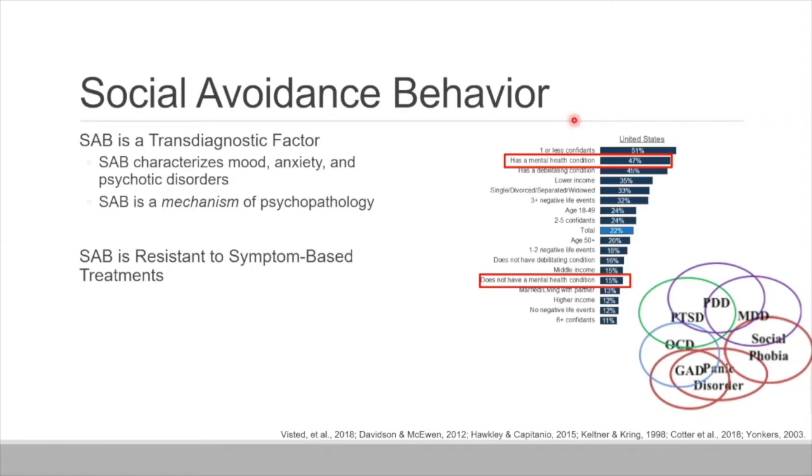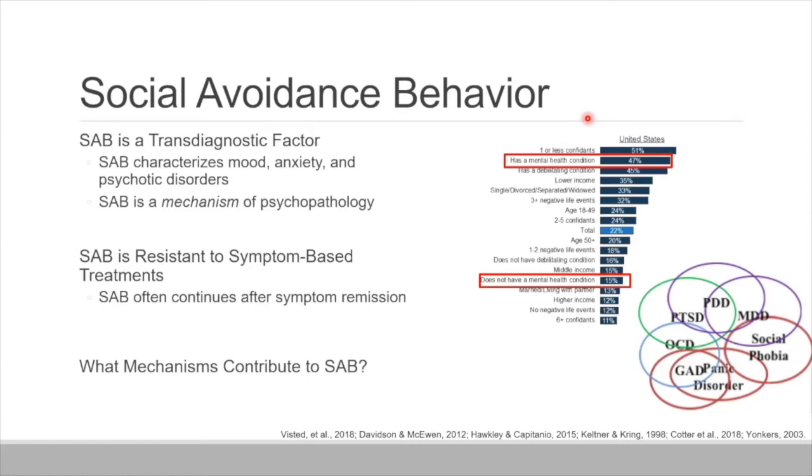And unfortunately, social avoidance behaviors tend to be resistant to some of our typical treatments. Again, I'm from the clinical psychology world, so I think of things like cognitive behavioral therapy. Even after you get symptom remission, let's say depressive symptoms start to go down, you'll still often tend to see a lot of social avoidance behaviors even then. So it's something that we need to learn more about. And that brings me to where I'm coming from, which is what are some of these mechanisms that contribute to social avoidance behavior?